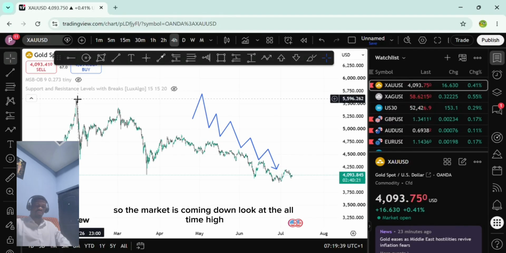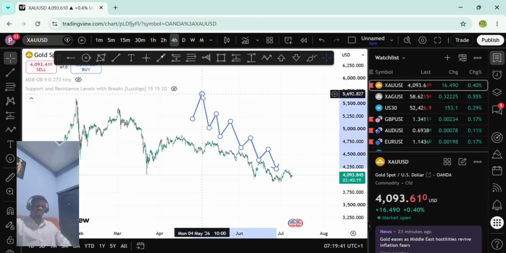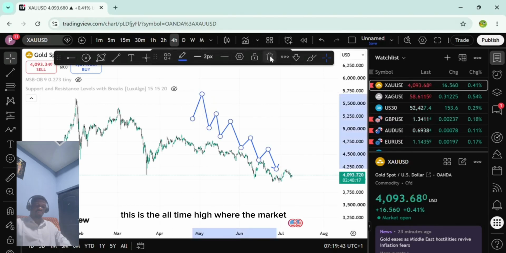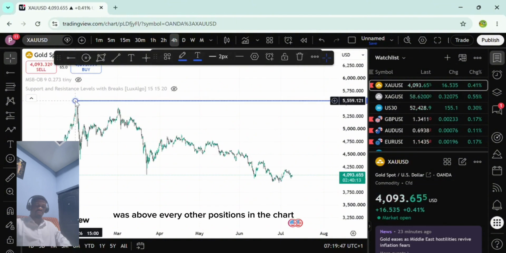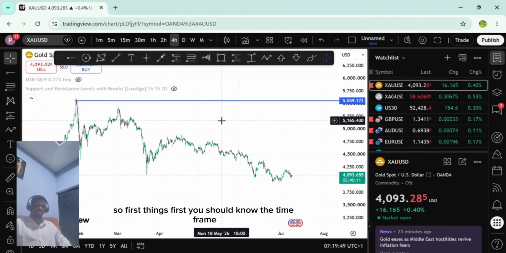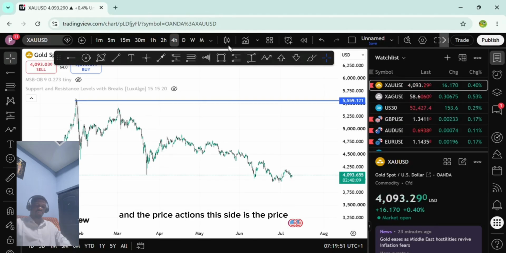Look at the all-time high here. This is the all-time high, where the market was above every other position in the chart. So first things first, you should know the time frame and the price action. This side is the price, where my cursor is indicating the price of this commodity.